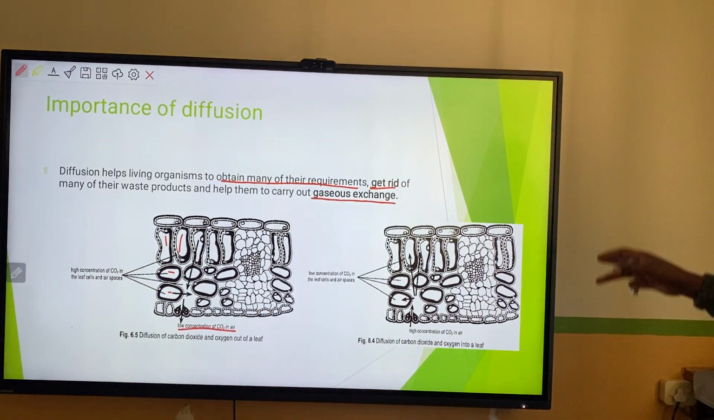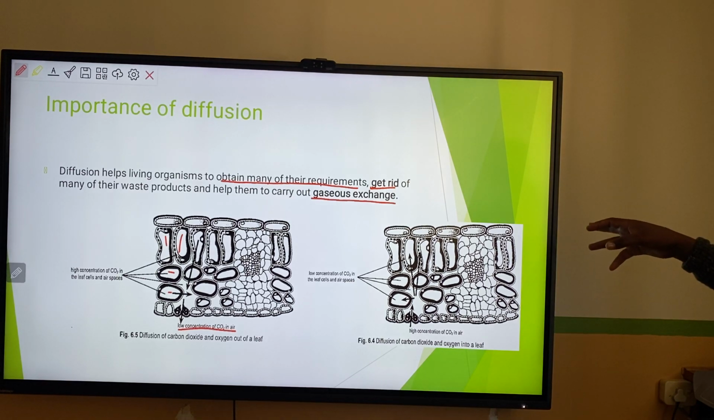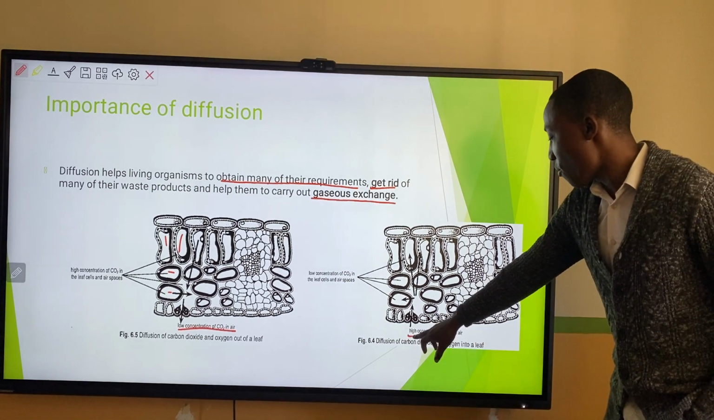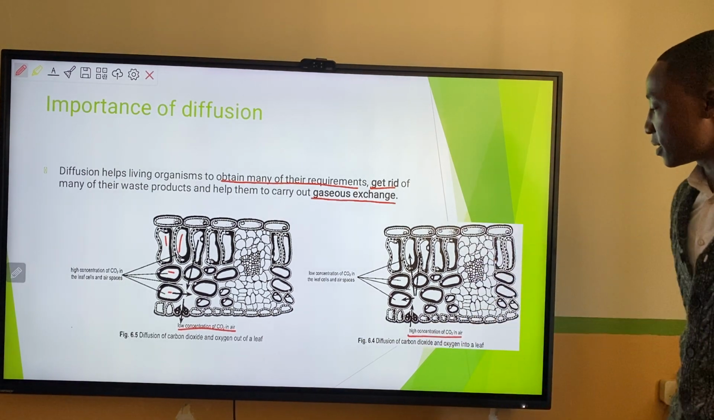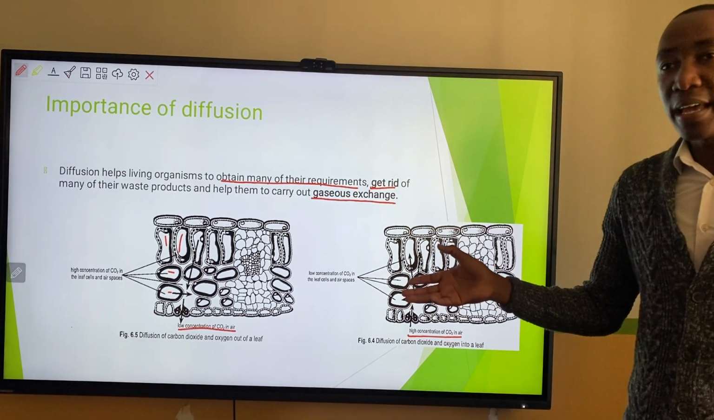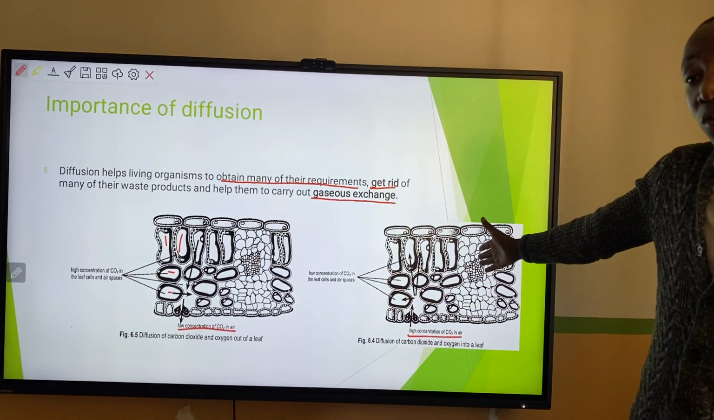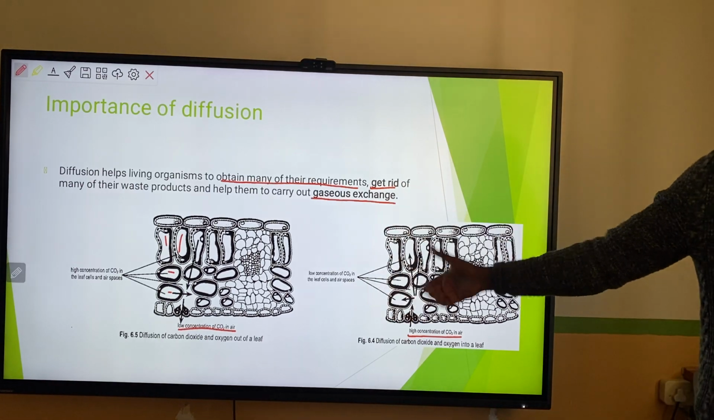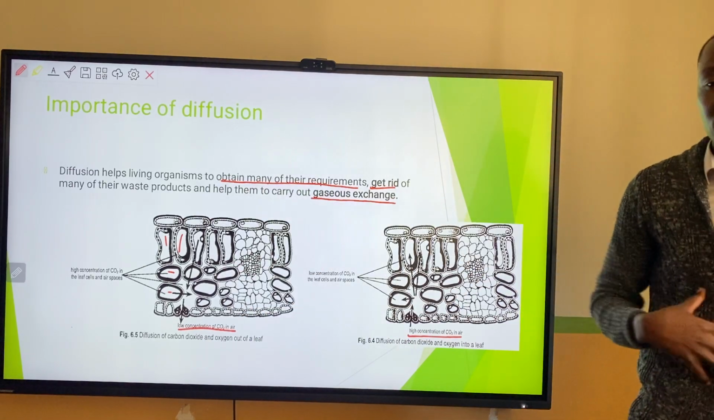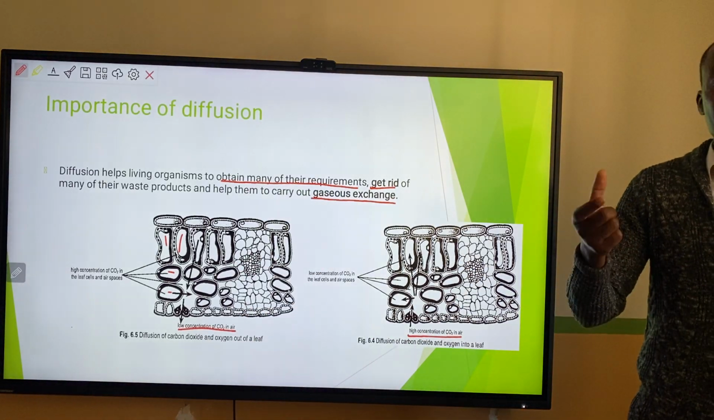Okay, and then here we have a low concentration of carbon dioxide in the leaf cells and air spaces, and because of that, carbon dioxide moves into the leaves. Okay, so carbon dioxide will move either way. We've learned that plants take in carbon dioxide and give out oxygen, but that also depends on the time of the day.